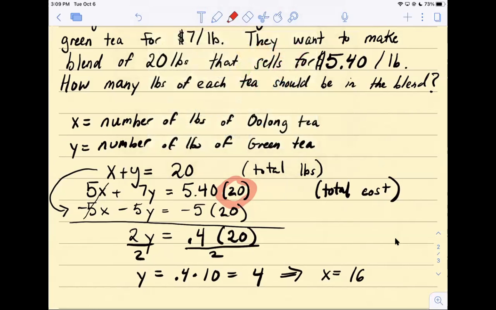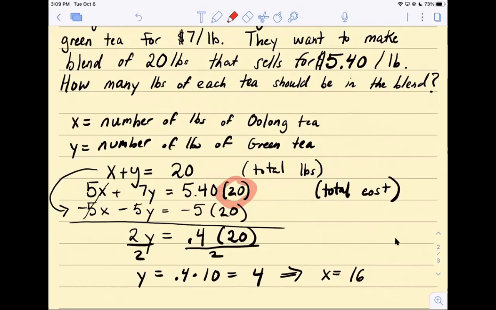I just chose to do elimination. I chose to eliminate the x. So I multiplied the entire top equation by -5. If you wanted to, you could also have multiplied everything by -7. But I in particular chose -5 because $5.40 is close to 5, so I knew that's going to cancel out and be really simple to work with. If you chose to do the 7, you would just have to do 540 minus 7, which is also not too bad.